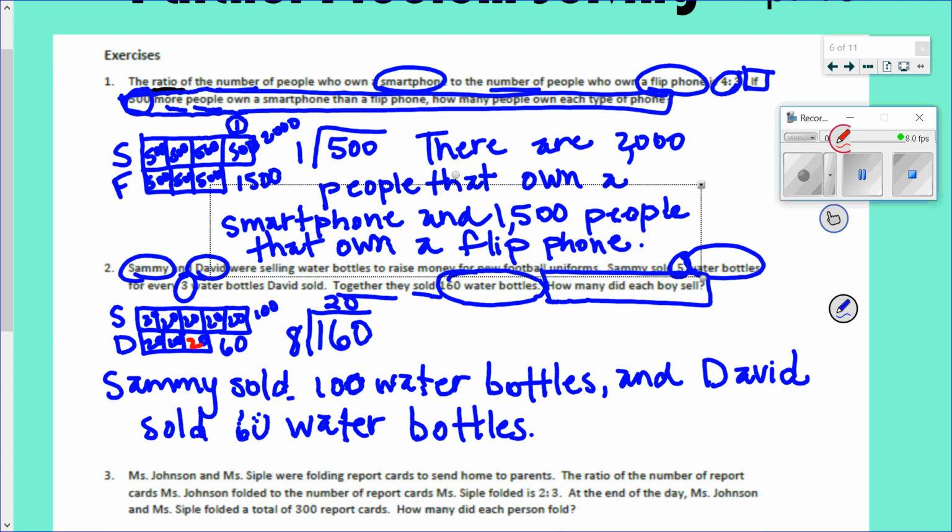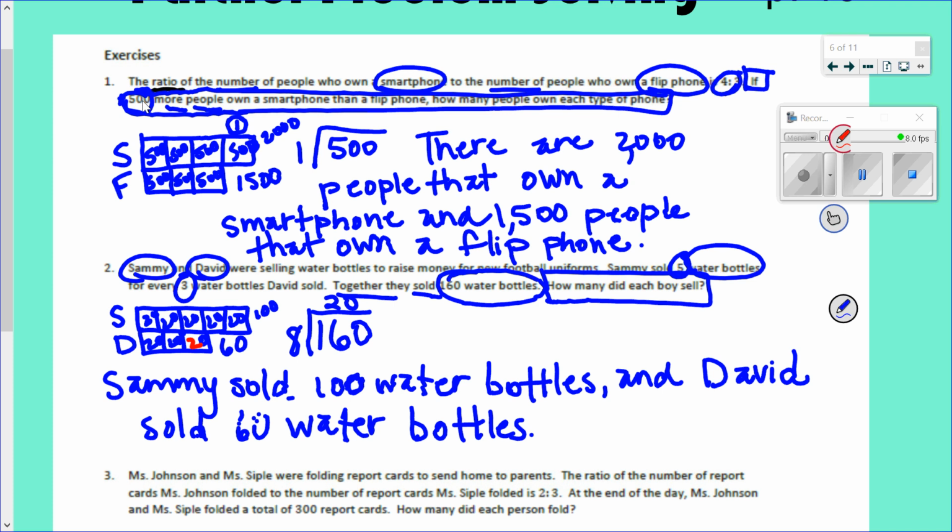All right, let's look at these. I'll wait over here. Then we'll go over the other 2 if any of you need those. But I think most people are working on the first 2. Let's look at what we have here. The ratio of the number of people who own a smartphone to the number of people who own a flip phone is 4 to 3. If 500 more people own a smartphone than a flip phone, how many people own each type of phone?